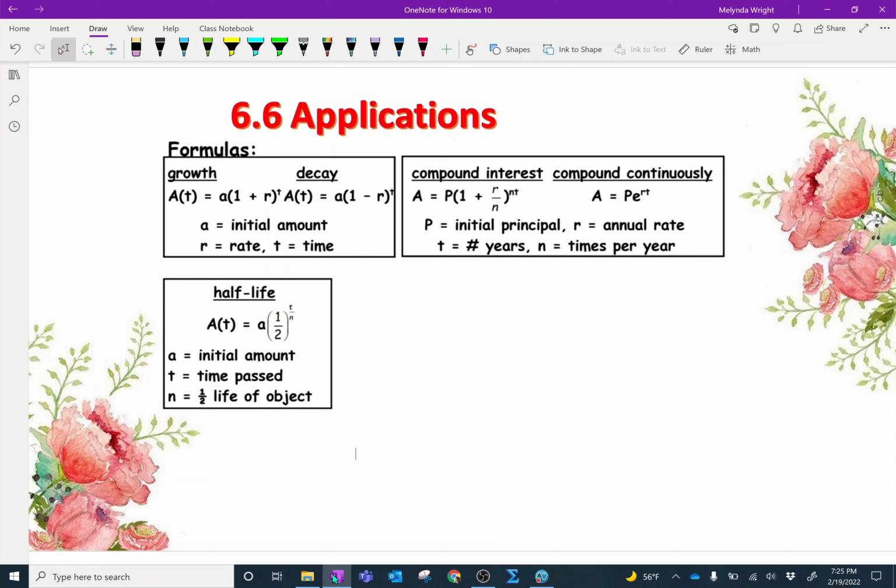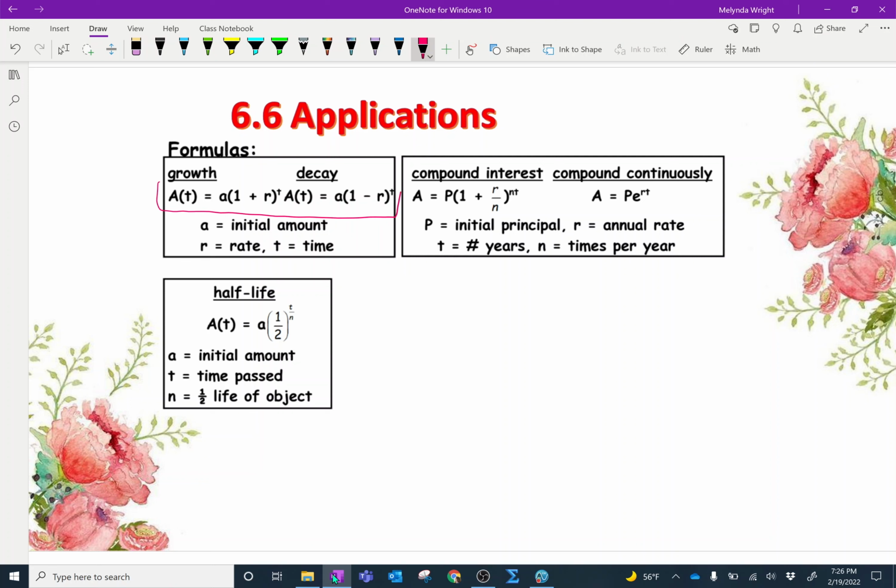Okay, let's take a look at this lesson. So we're going to be working on applications. The majority of them, well, all of these are exponential applications. So let's get started on these formulas. First of all, you're not going to have to memorize these formulas.